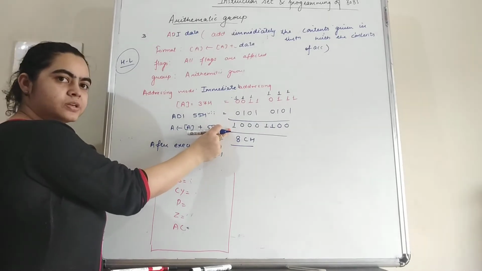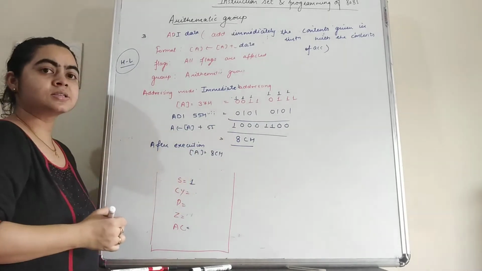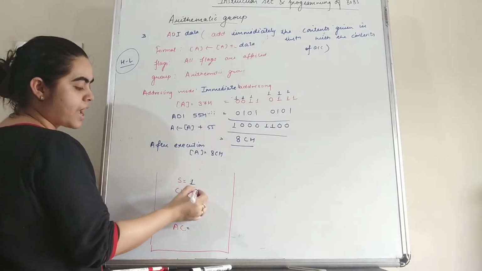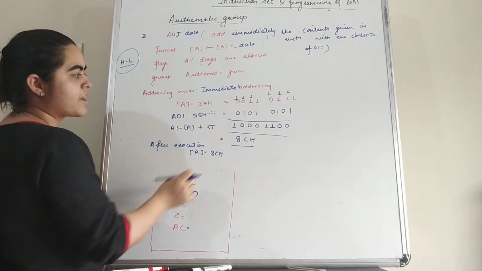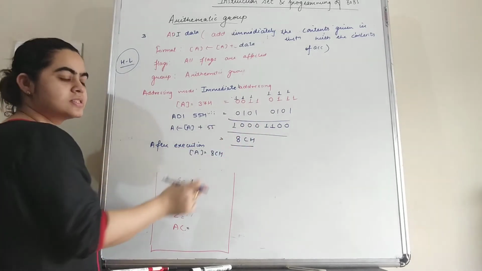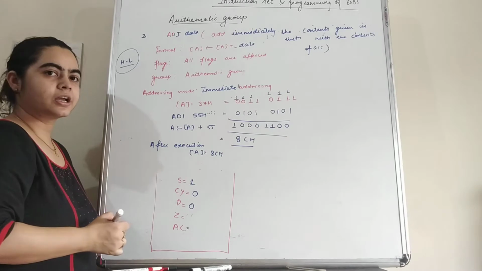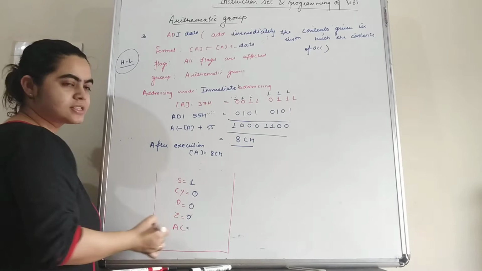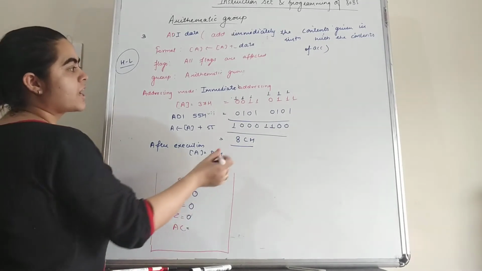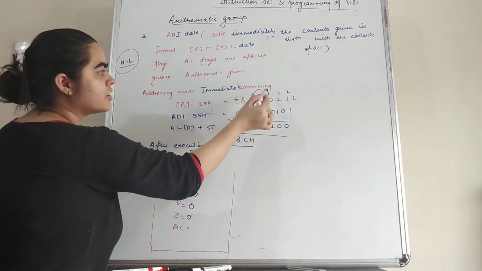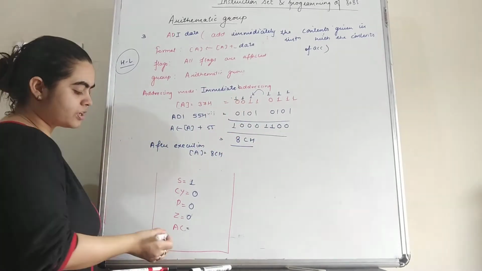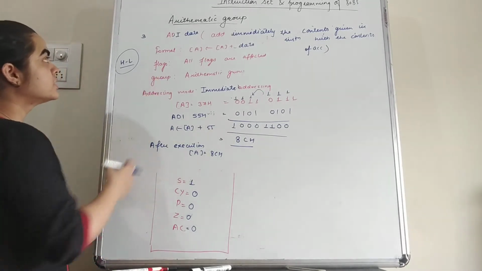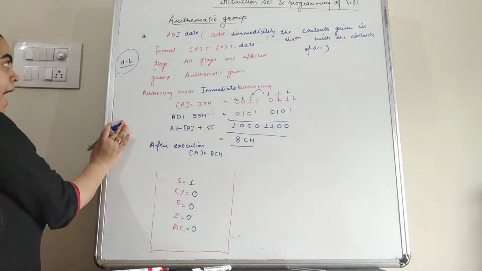So here the MSB is equal to 1, that means sign flag is set. Next is carry flag. So there is no carry generated, that means carry flag is 0. Next is parity flag. So there are odd number of ones in the result, that means parity flag is again reset. Zero flag. So the result is non-zero, that means we can reset the zero flag. Auxiliary carry. There is no carry generated from the fourth to the fifth bit, that means we can reset the auxiliary carry to 0. So this is about the add instruction.